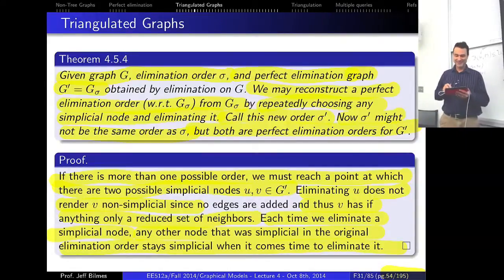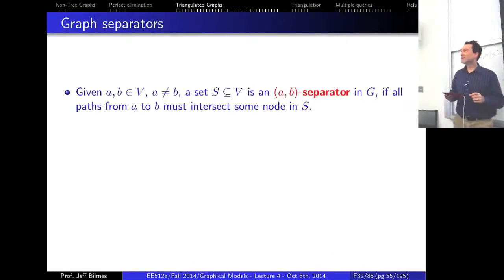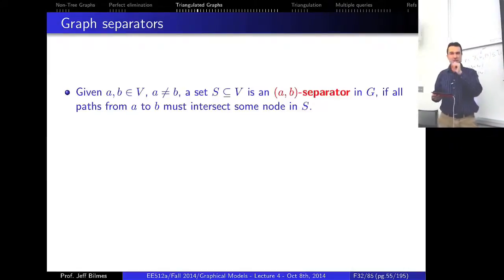Okay. Good. A couple of definitions related to separators. So separators are really important. It turns out that we can characterize triangulated graphs just by properties of separators. But before we do that, we need to define certain aspects of separators. So what do we mean by a separator? First of all, what is an A-B separator? So we have two vertices, A and B.